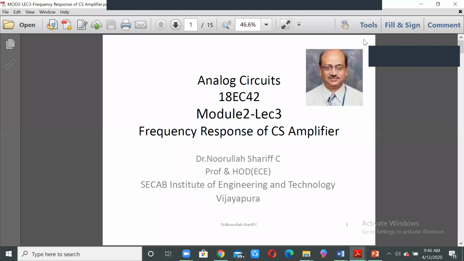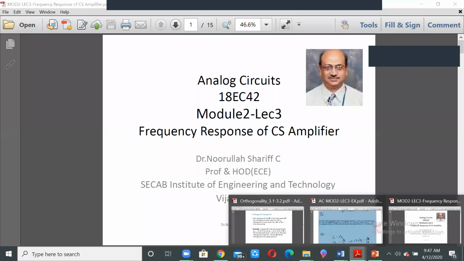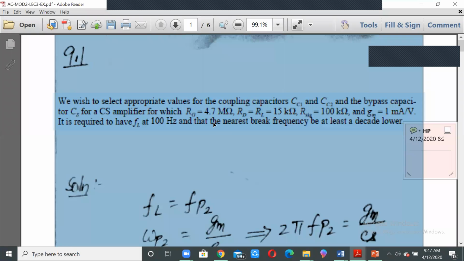Good morning. This is Unlock Circuits 18EC42 Module 2 Lecture 3, that is Frequency Response of CS Amplifier Exercises, that is numerical problems which we'll be taking up in this class. So first, 9.1, or it may be something else in your 5th edition book. This is according to the 6th edition.